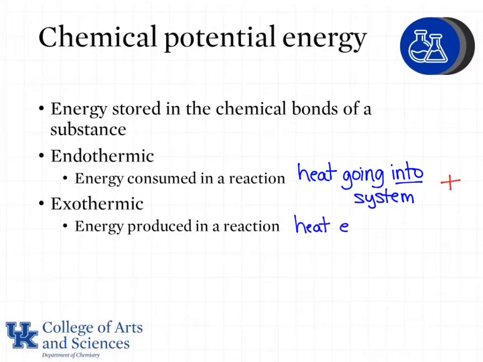For exothermic, it's the energy produced in a reaction and heat is exiting the system. In this case, we will have a negative numerical value for an exothermic process.